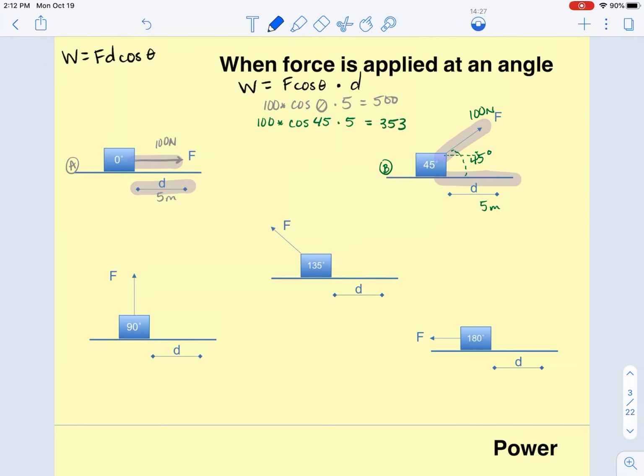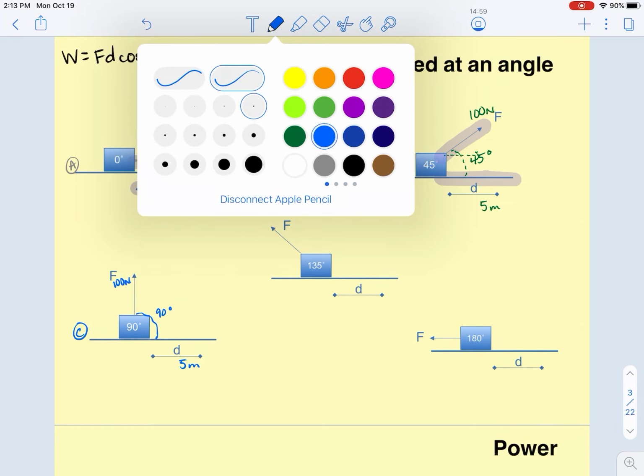Okay, so let's look at this picture over here in the bottom left. We're going to bounce around a little bit. Here I have a force of 100 newtons that is now being applied perfectly straight up. My displacement of 5 meters is to the right. So this angle here is my angle of 90 degrees. So 100 times the cosine of 90 times 5, and we've already done this. The cosine of 90 is 0. So this comes out to be 0 joules of work.